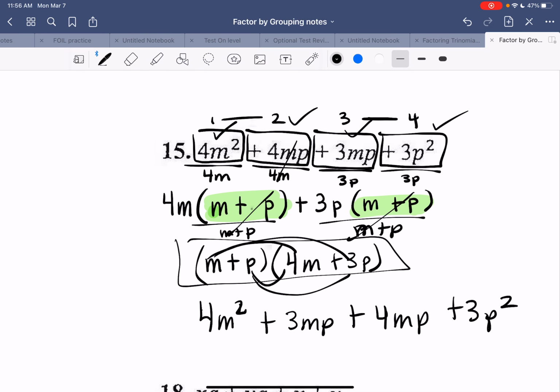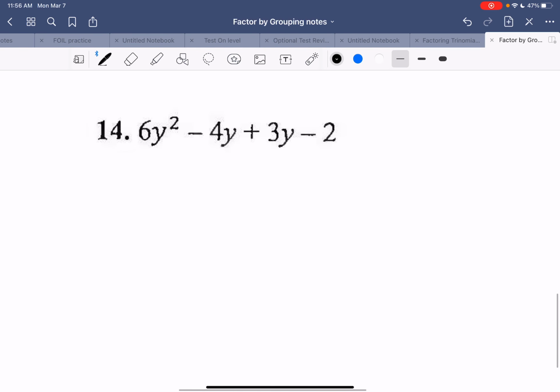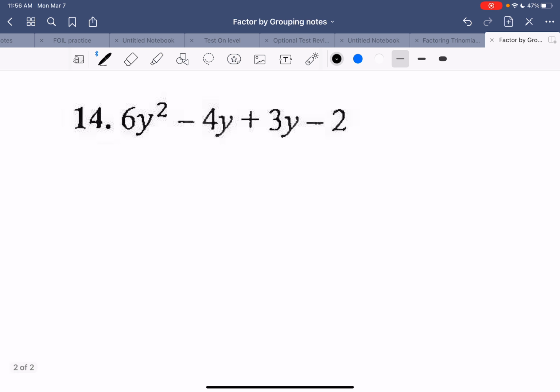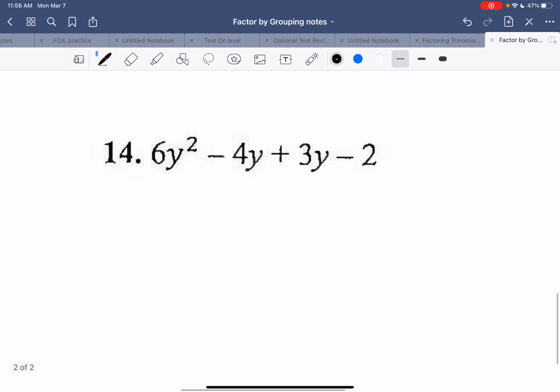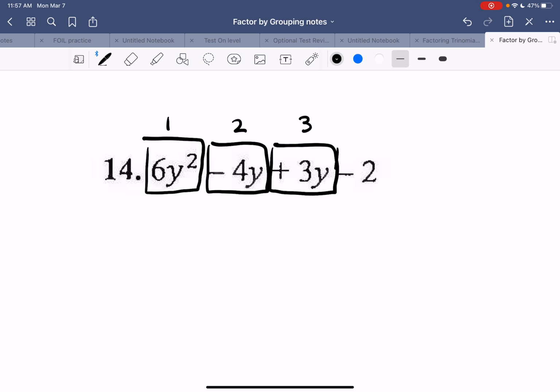All right, what I'm going to do is go on over to number 14, because this one is an example where terms 1 and 2 have a common factor of 2y, but terms 3 and 4 do not have a common factor.